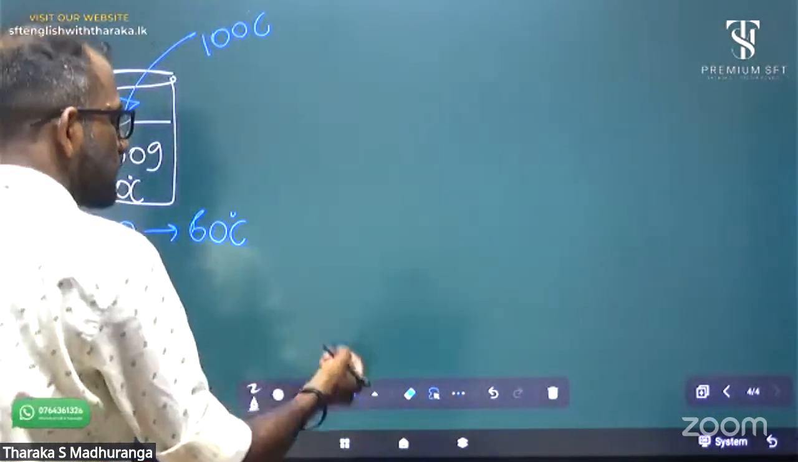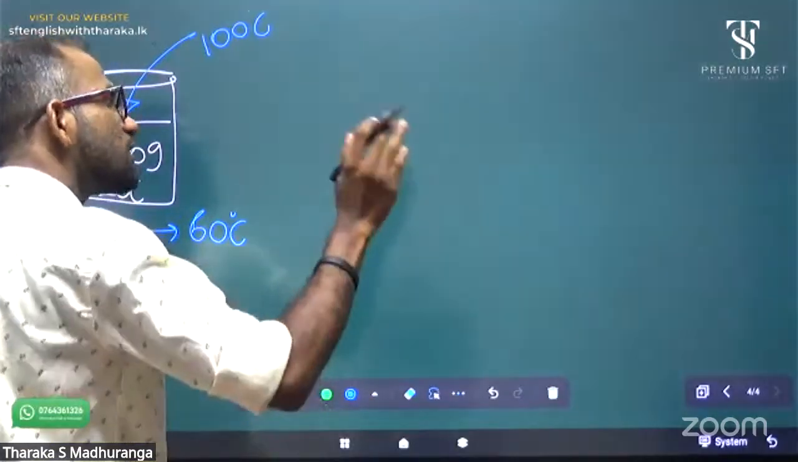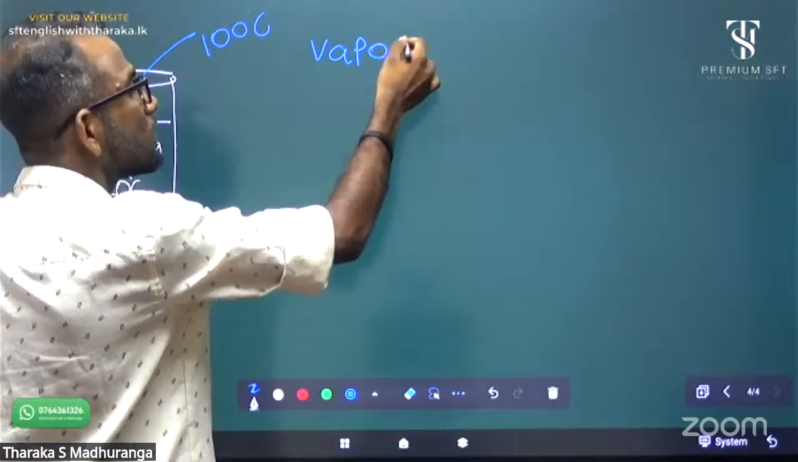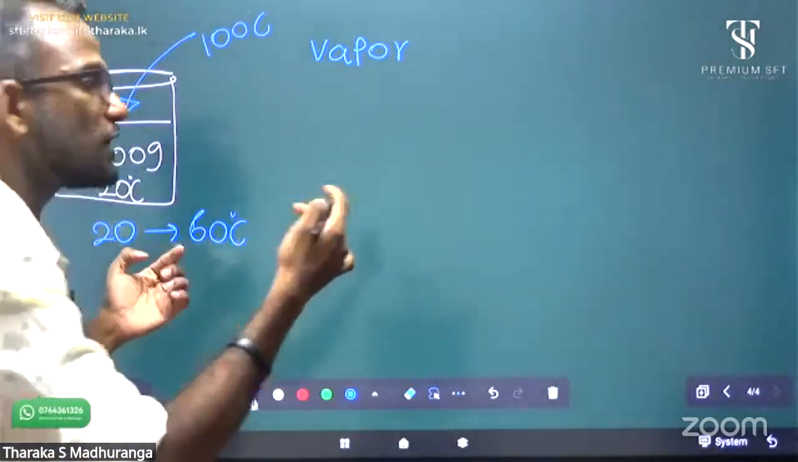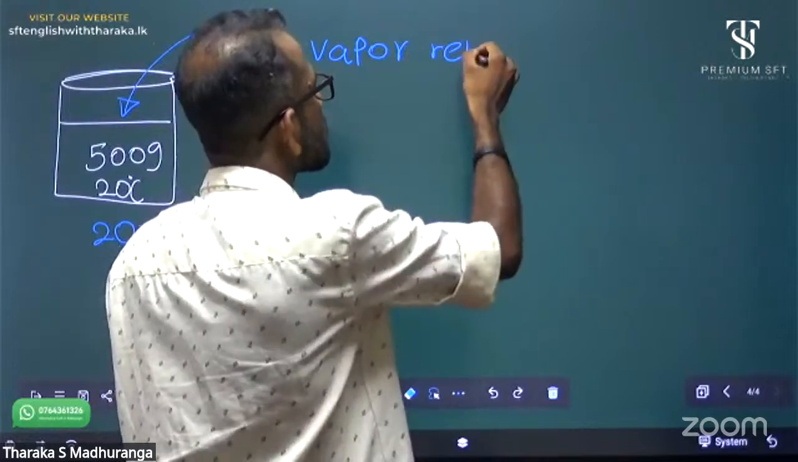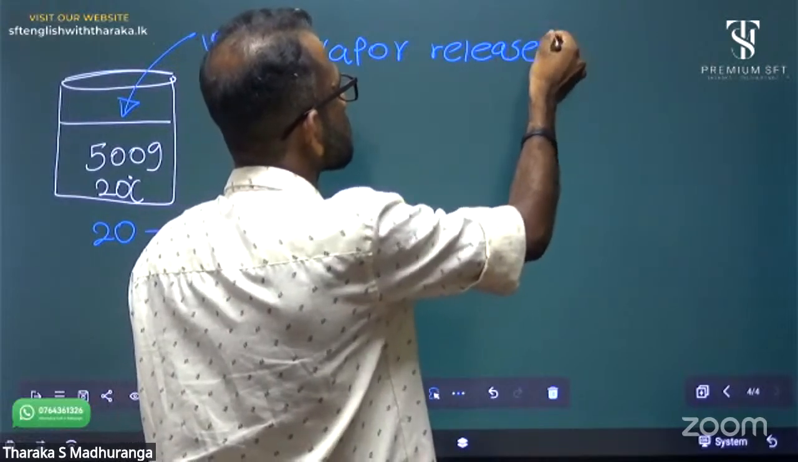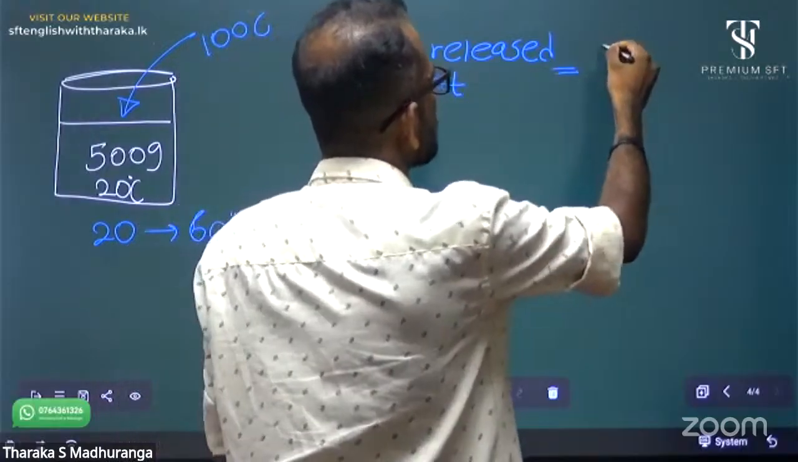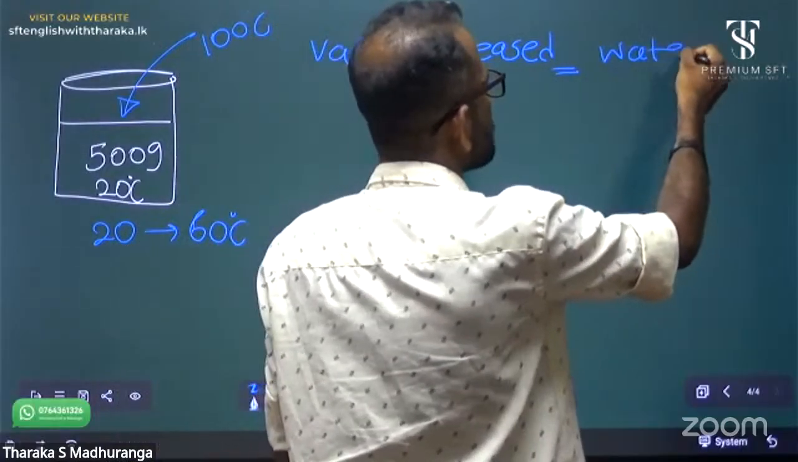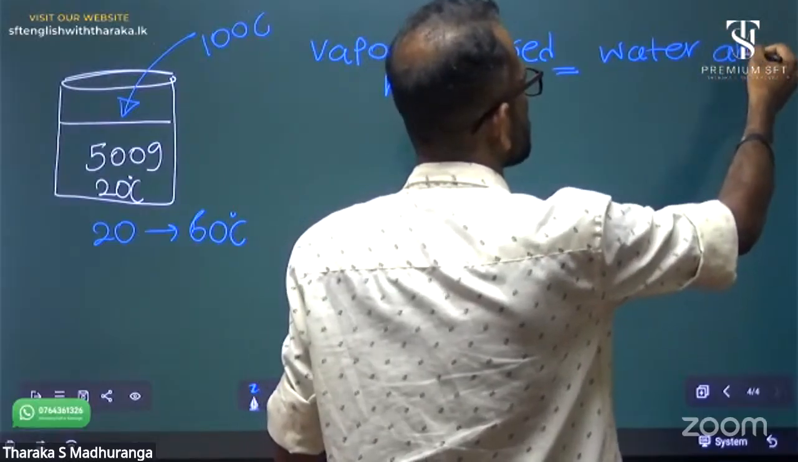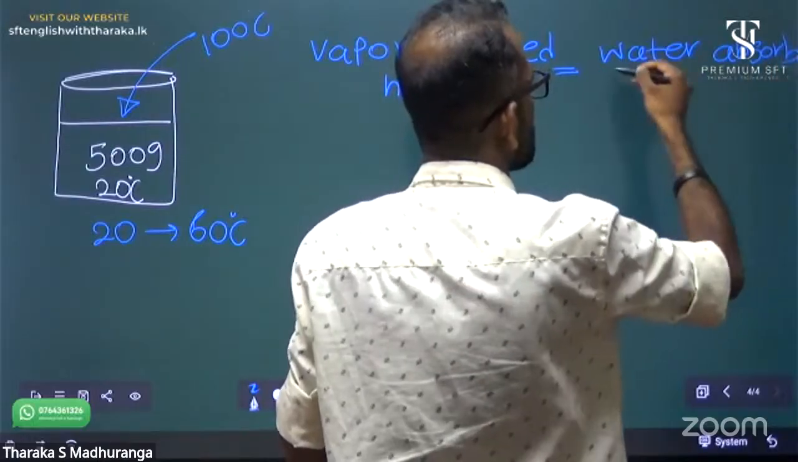Now the mixture method, right? According to the mixture method, vapor releases heat, because a high temperature substance releases heat. The vapor released heat energy is equal to the water absorbed heat. Now, not mentioned about a calorimeter, right? Only water absorbing. Water absorbed heat.